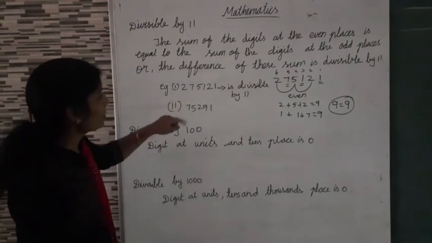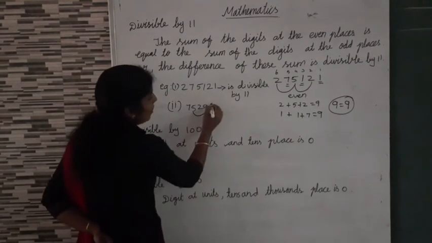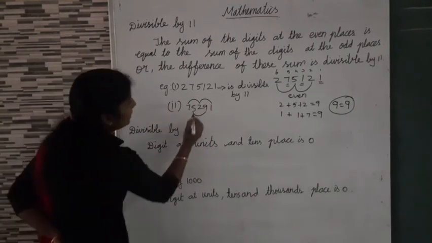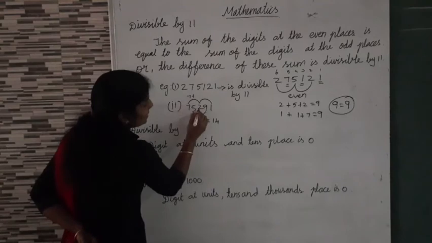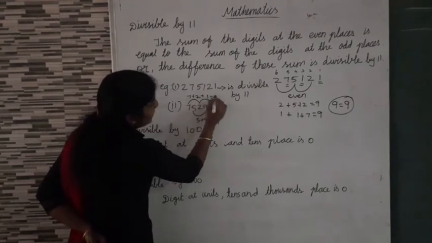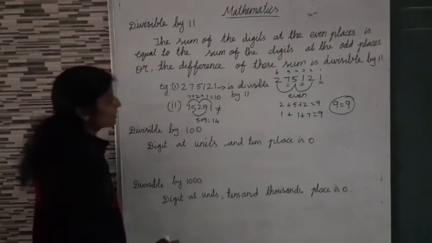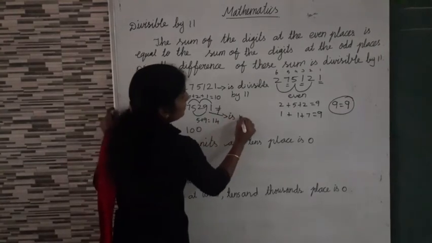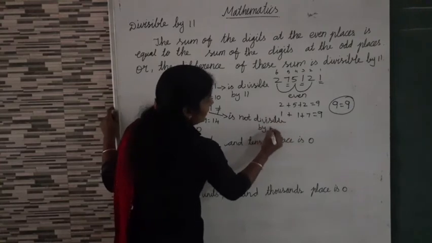Okay. Now second one. Now we can add here. What are the even digits? 5 and 9 are even places digits, and 1, 3 and 5, these three numbers are odd. Even digits 5 plus 9 equal to 14. Here 7 plus 2 plus 1 equal to 10. This 10 and 14 are not equal, isn't it? Not equal. So this is not divisible by 11.